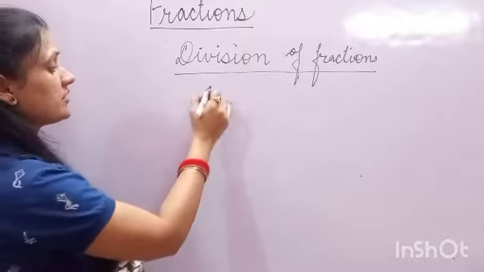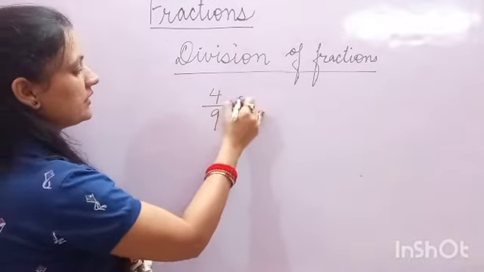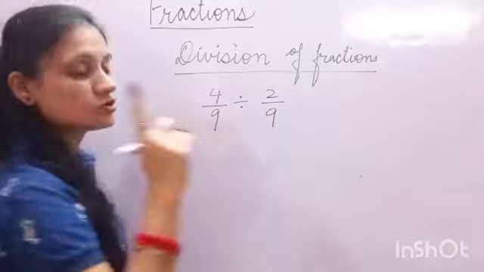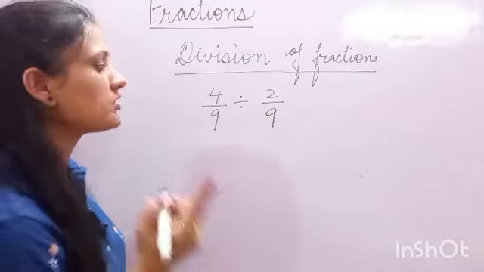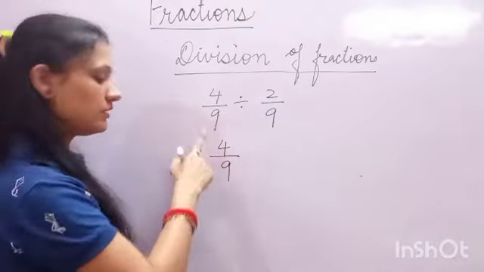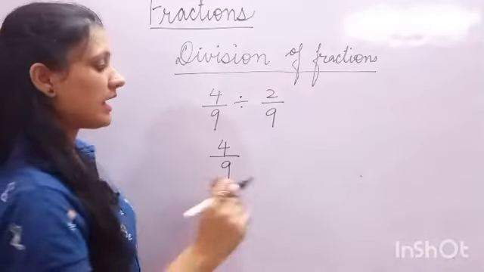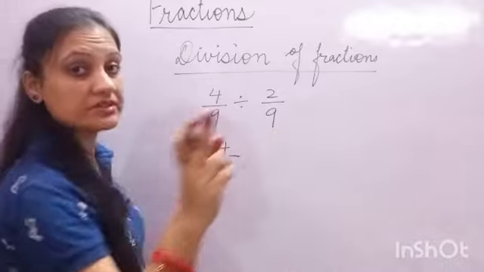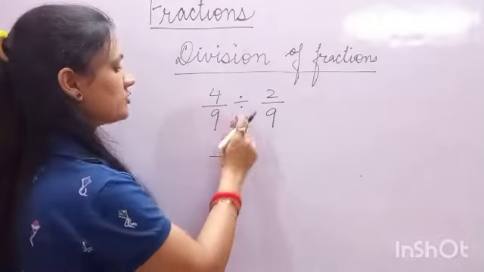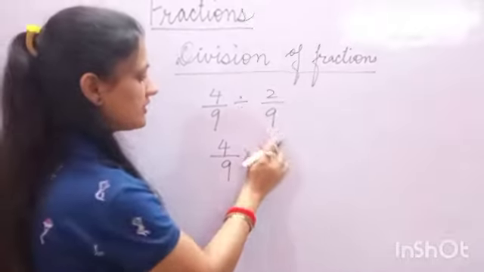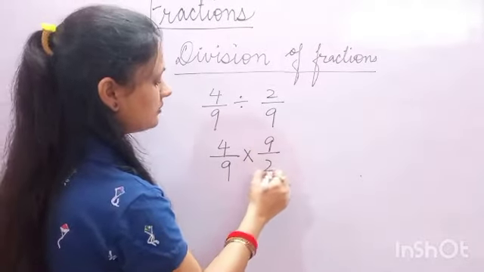Let us take one example of division of fractions. Suppose the number is given as 4 by 9 divided by 2 by 9. So first thing, always remember, what is the divisor here? Of course, the second number is the divisor. So the first should be written as it is, and now we take the reciprocal of the second number. I have explained reciprocal, yes? So when we take the reciprocal, division becomes multiplication, and reciprocal means 9 here, 2 here.